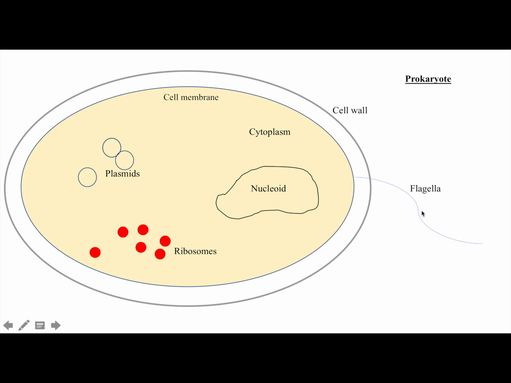They also have these tail-like things, and those are important for movement. Those are what we call flagella. And then we have ribosomes. Ribosomes are where you make your proteins, i.e. the site of protein synthesis.